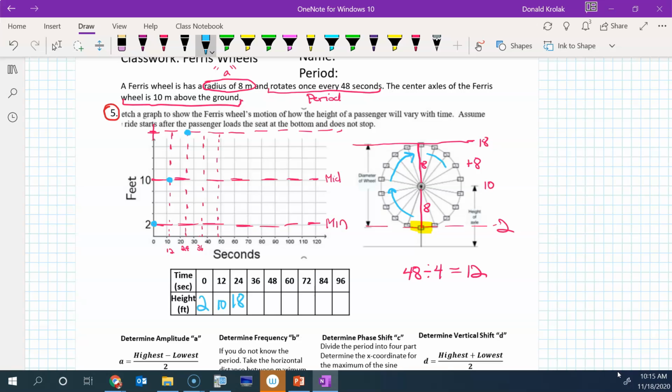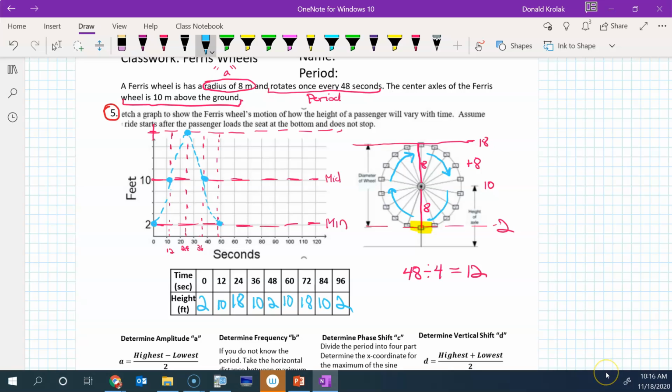Okay, 36 seconds. John, back. And then at 48 seconds, I'm back down to 2. And then it's just going to repeat again. 10, 18, 10, 2. Okay, so my graph looks something like this. And then I could keep repeating that.